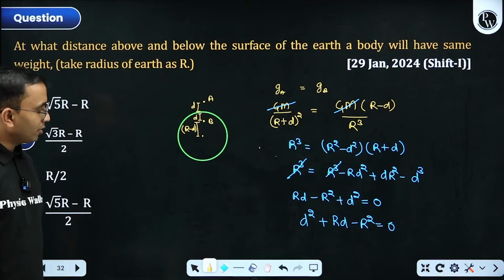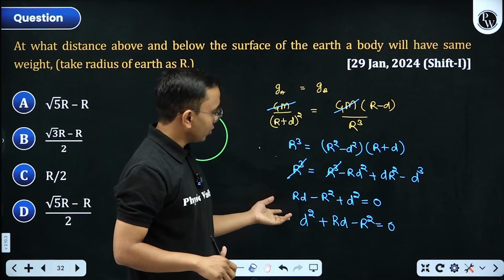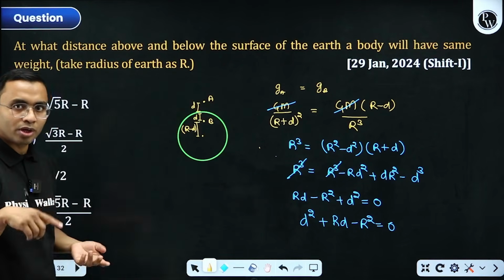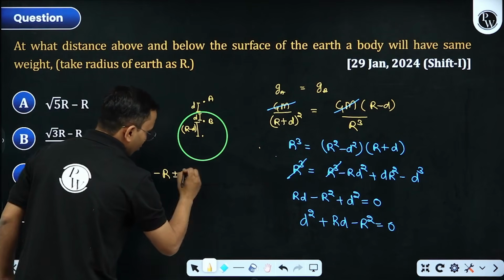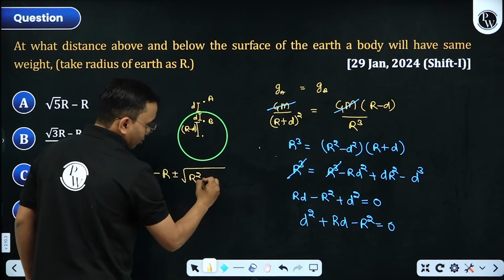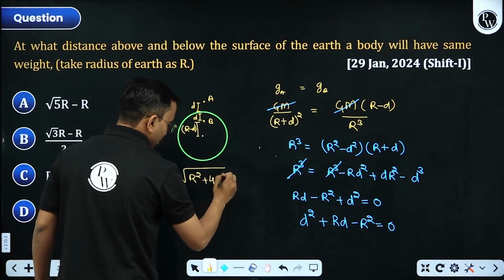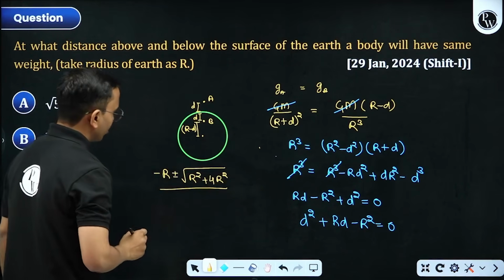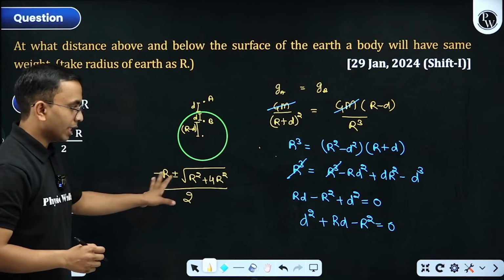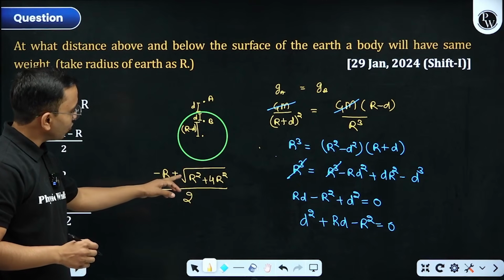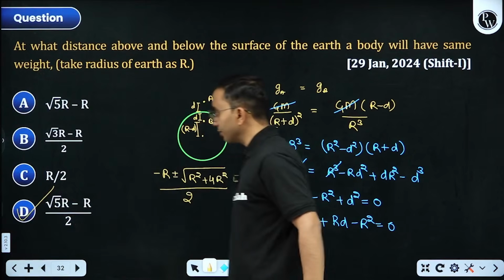Getting it? Now you can use the expression, since this is a quadratic equation. I need to write the solution for this: minus b plus minus root of b square minus 4ac divided by 2a. So minus r plus minus root of b square minus 4ac, so plus 4r square, divided by 2a, so that is divided by 2. I need to consider the plus sign only because negative is not possible. So this will become (root 5 minus 1) into r by 2. That is option D.